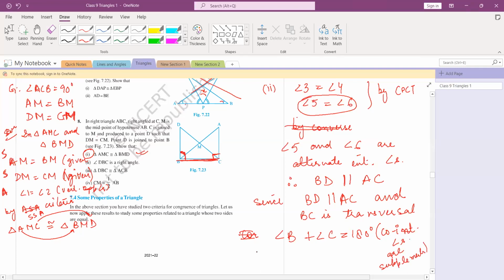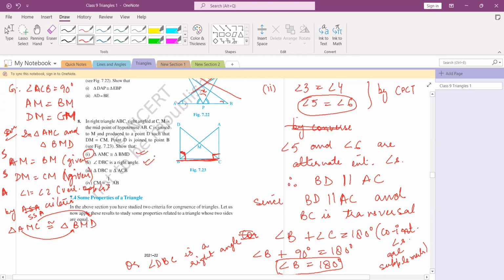Now angle B we have to find. Angle C is already given, which is 90 degrees. This is equal to 180 degrees. So you bring this 90 here, and you will get angle B is equal to 90 degrees. This we were supposed to prove. Or you give it a name, that angle DBC is a right angle. Use the same language of the question. So the second part also we have proved that this angle is 90 degrees.